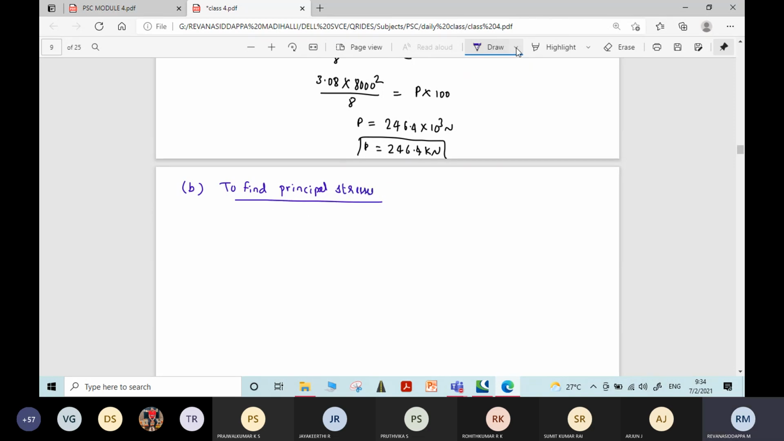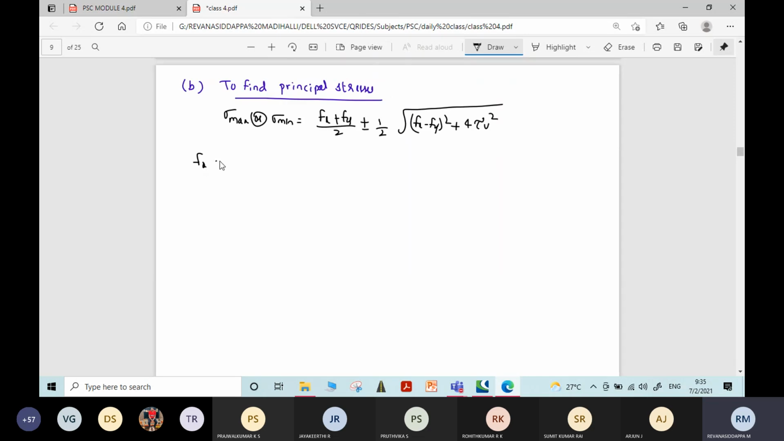Okay, write the formula: sigma max or sigma minimum is equal to (fx plus fy) divided by 2 plus or minus half of root of (fx minus fy) whole square plus 4 tau v square. Okay, you find one by one. First you find fx. Horizontal stress is equal to P by A.